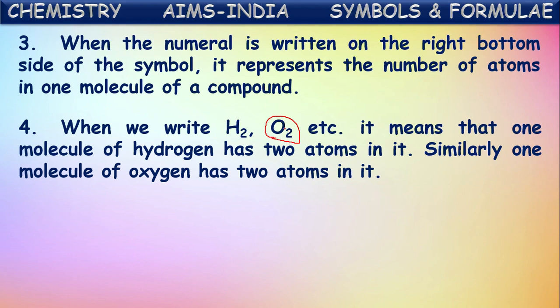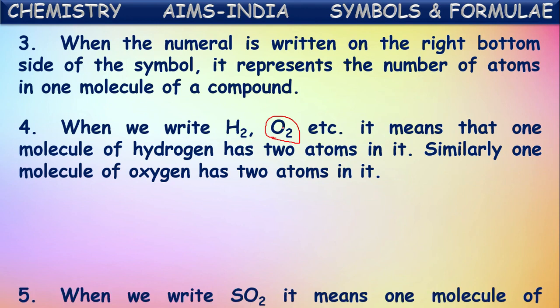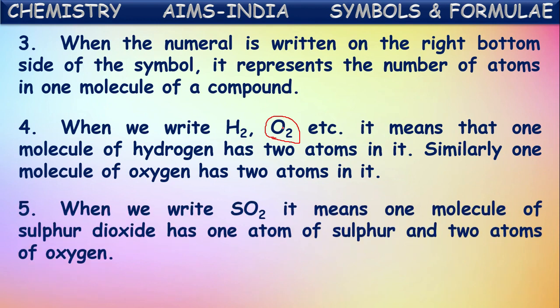Okay, this number represents the number of atoms of that element present in that molecule. You can see one more example here. When we write SO2, it means in one molecule of sulfur dioxide, there is one atom of sulfur, because here nothing is written, so that represents 1. And at the right bottom side of the oxygen symbol, 2 is written. This represents 2 atoms of oxygen are present in one molecule of sulfur dioxide.